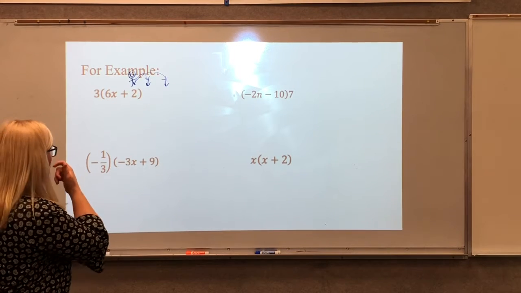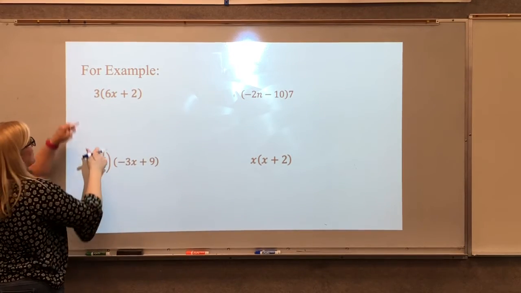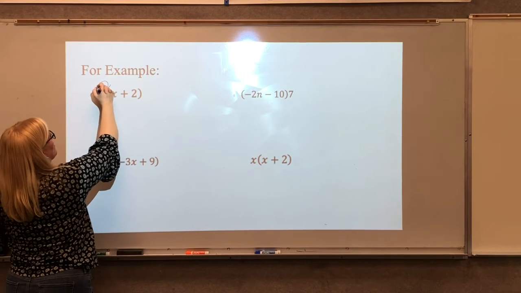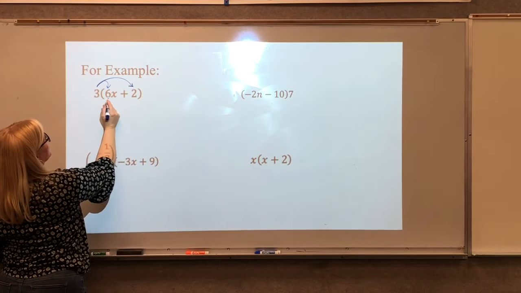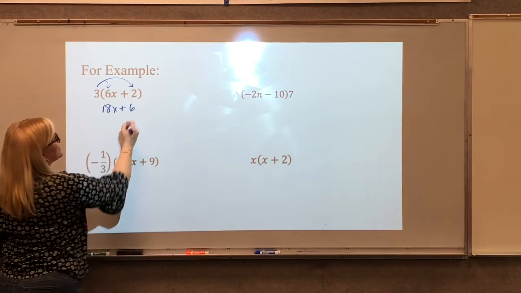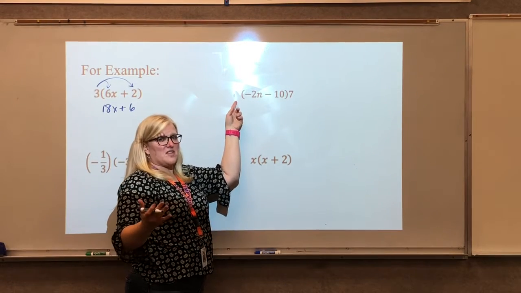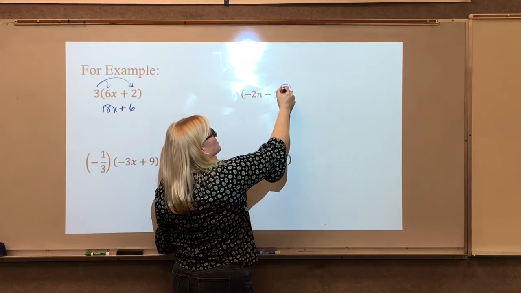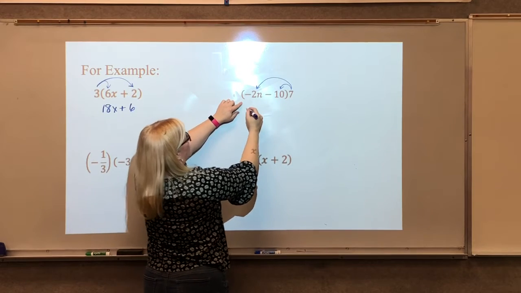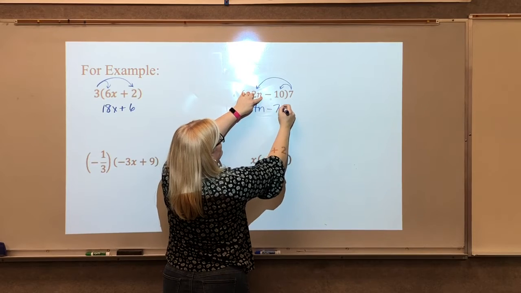All right, so for example, 3 times 6x plus 2, I'm going to distribute that 3, so 3 times 6x is 18x, plus 3 times 2 is 6. Now over here, the 7 is not in the front, but that doesn't matter because you can distribute this way also. So 7 times negative 2n is negative 14n, and negative 10 times 7 is negative 70.